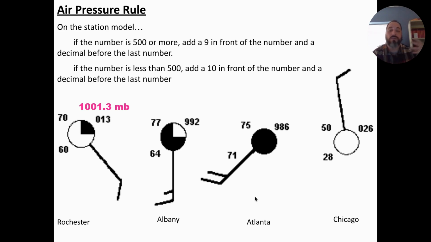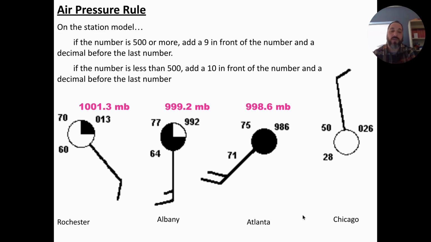If I look at this other one right here in Albany, I've got 992. That number is greater than 500. And I'm going to add a 9 in front of that and add my decimal point to the proper place, and I get 999.2 as my millibars. Atlanta, same thing. Take a look at that first digit. It is greater than 5, so it's greater than 500. So we are going to add a 9 in front of that and add our decimal point to the right spot.